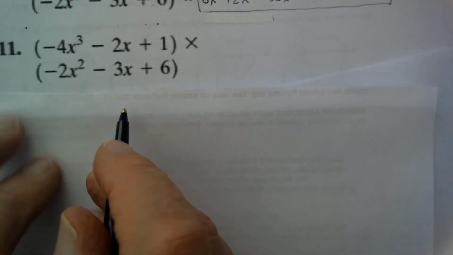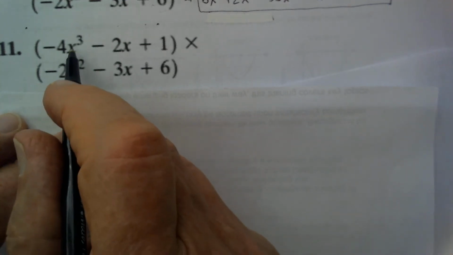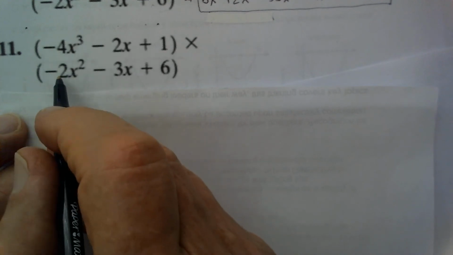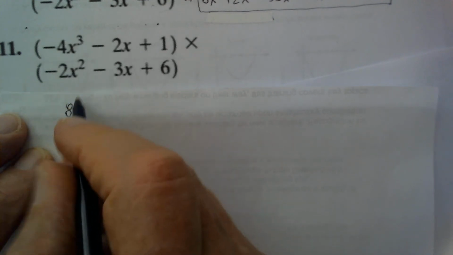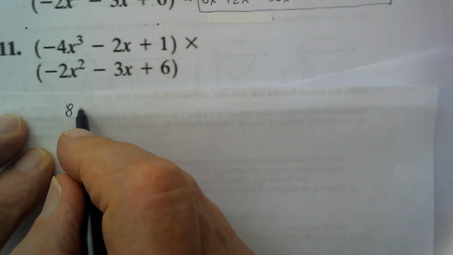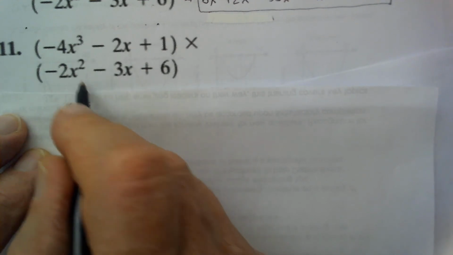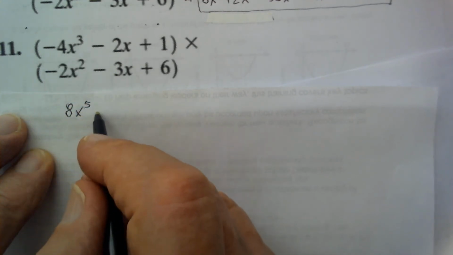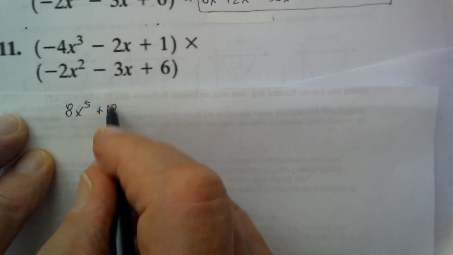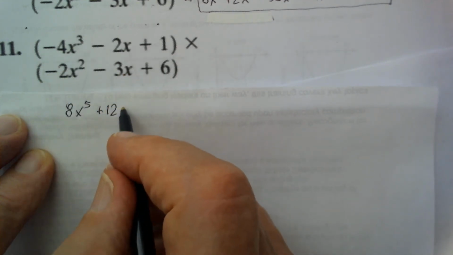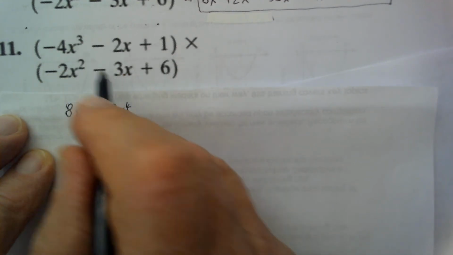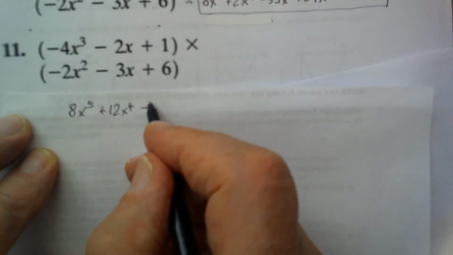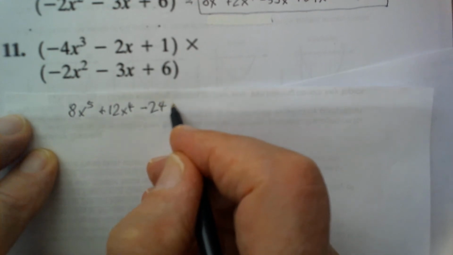The next exercise is very similar. We multiply minus 4x to the third times minus 2x squared. So minus 4 times minus 2 is 8, and x to the third times x to the second power is x to the fifth. And minus 4x to the third times minus 3x: minus 3 times minus 4 is positive 12, and x to the third times x is x to the fourth. And then minus 4x to the third times 6 would be minus 24x to the third.